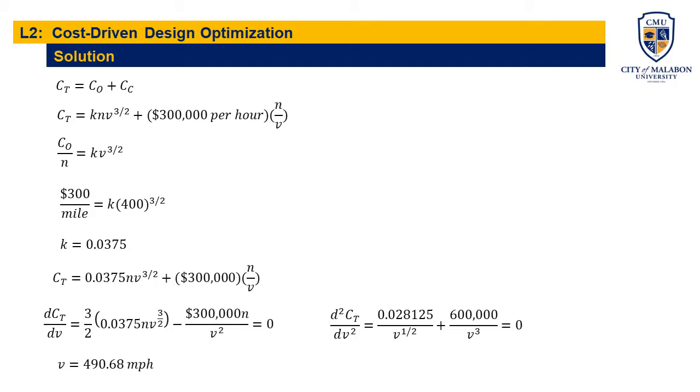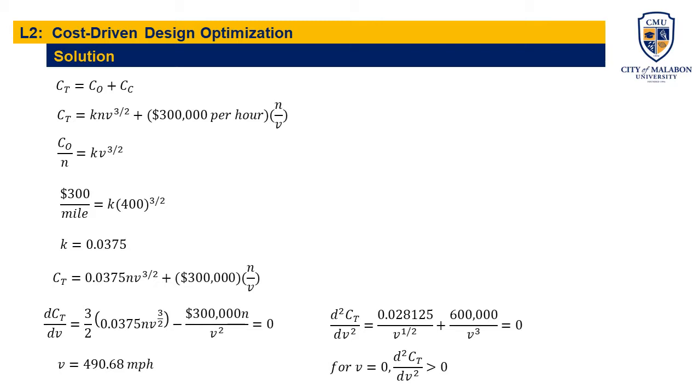So to confirm the minimum cost solution with the velocity of 490.68 miles per hour, we then get the second derivative of our cost model. At V equal to 490.68, the second derivative must be greater than 0. So the company concludes that a velocity of 490.68 miles per hour minimizes the total cost of this particular airplane's flight.